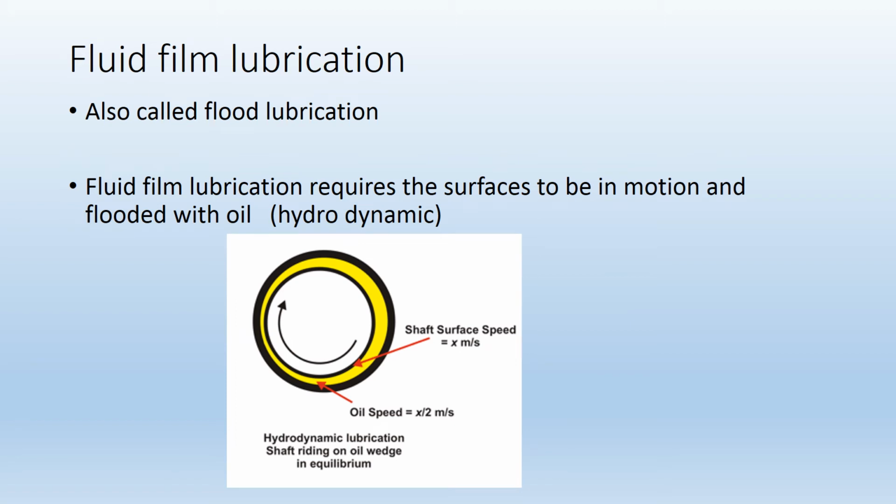Fluid film lubrication is also called flood lubrication. And the way that fluid film lubrication works is the journal must be flooded with a lubricant, and the internal shaft has to be rotating, and the rotating speed will have to be great enough to actually cause a hydraulic lifting action. The hydrodynamic wedge lifting action separates the surface of the journal and the shaft so that there is no physical contact. The oil is the only thing supporting the shaft in the journal.